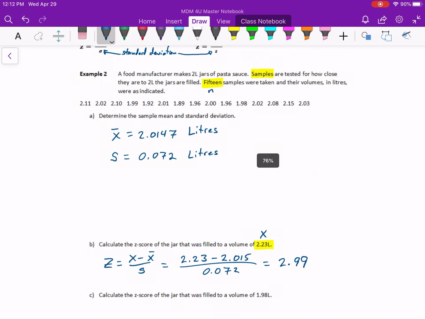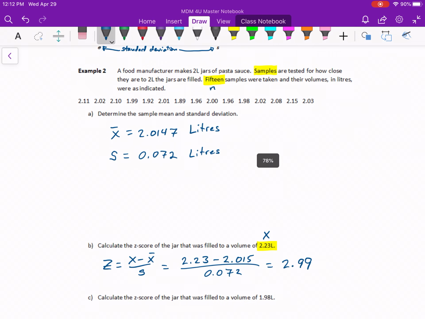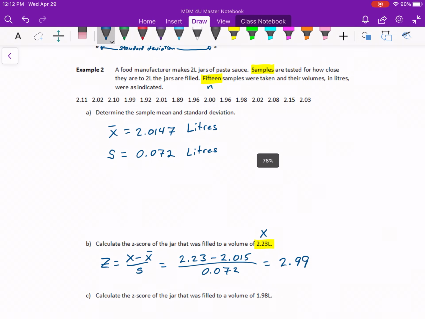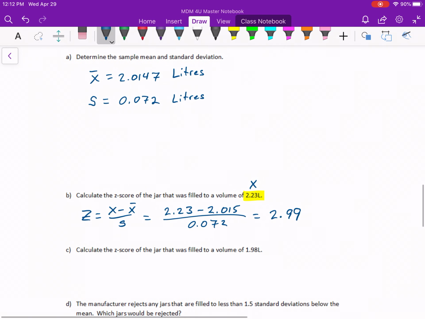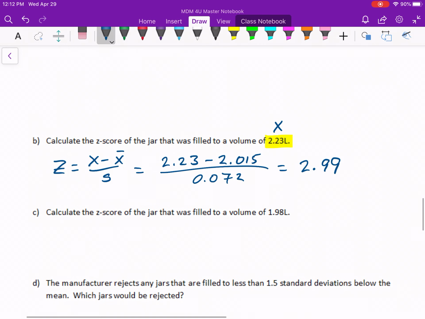So in other words, 2.23 liters is very full. And when you compare that to the list of them, that is higher than any other number on the list. Like, that's way up there. It makes sense that what we get is a high Z-score. It's basically telling us that this jar is 3 standard deviations above the mean. So in other words, it's way up there.